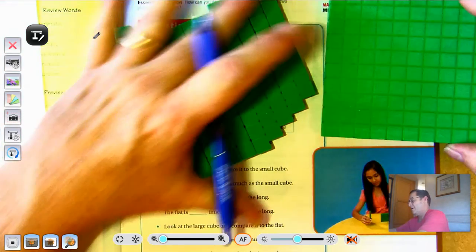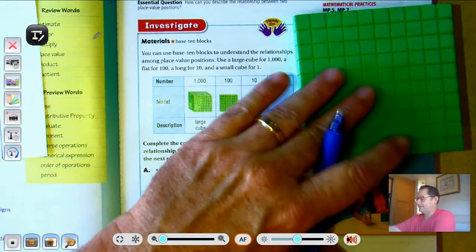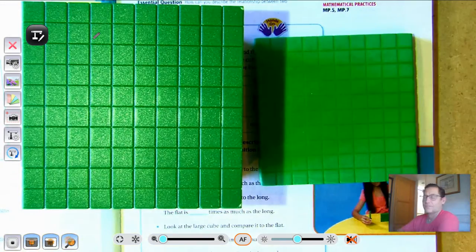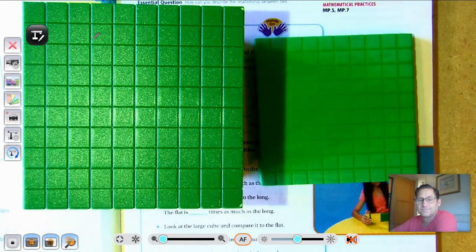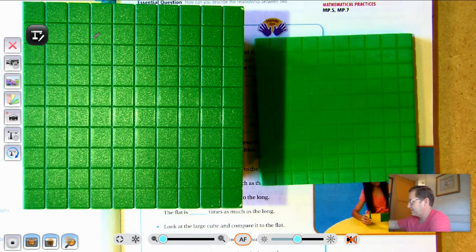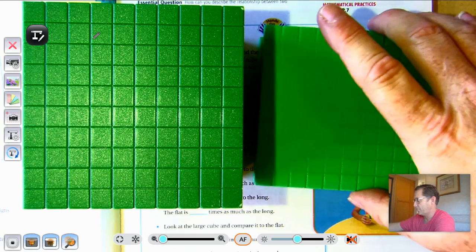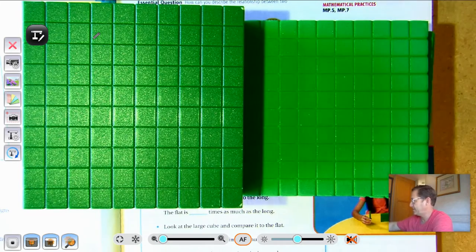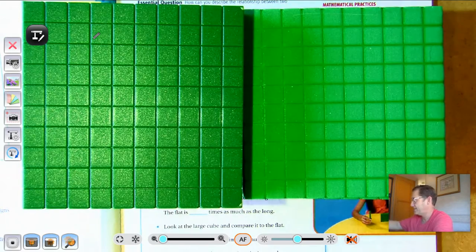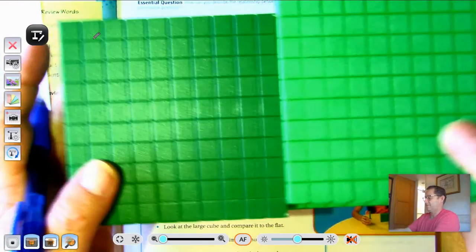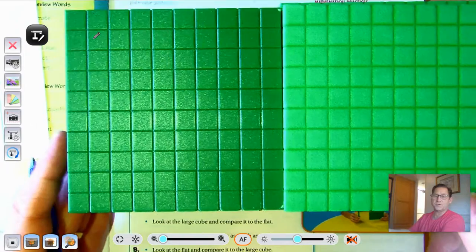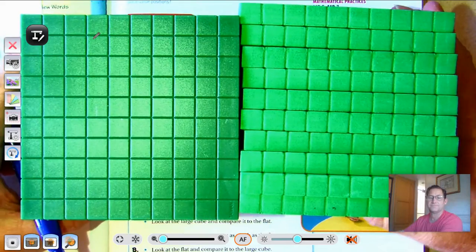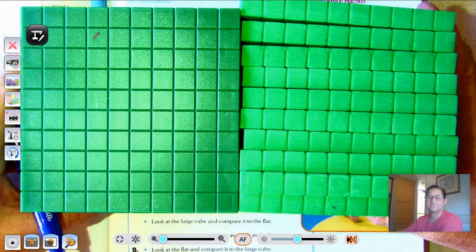All right. So then how many flats would it take to equal a cube? A cube is 1,000. And so that would take us 10 flats to equal a cube. 100, 200, 300, 400, 500, 600, 700, 800, 900, 1,000. So the cube is 10 times the amount of a flat.